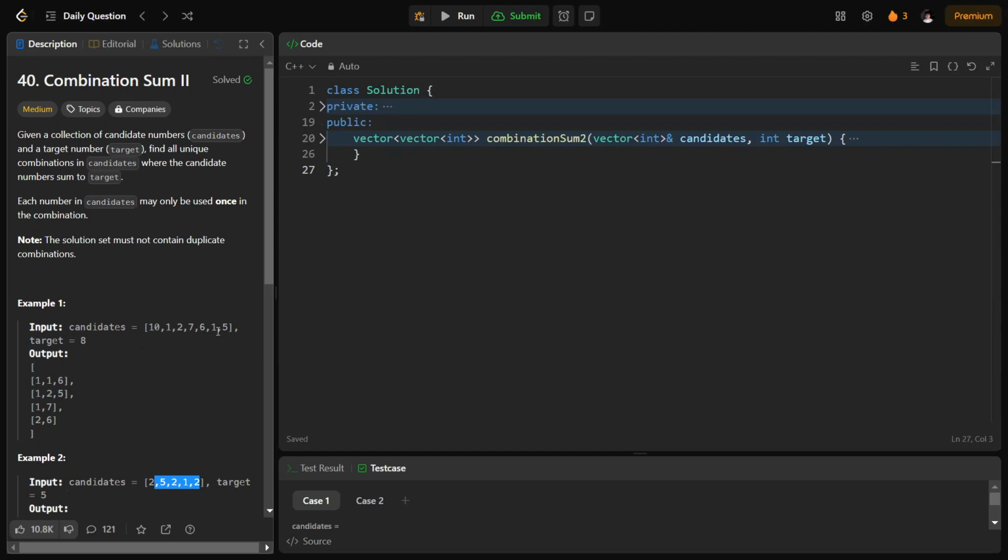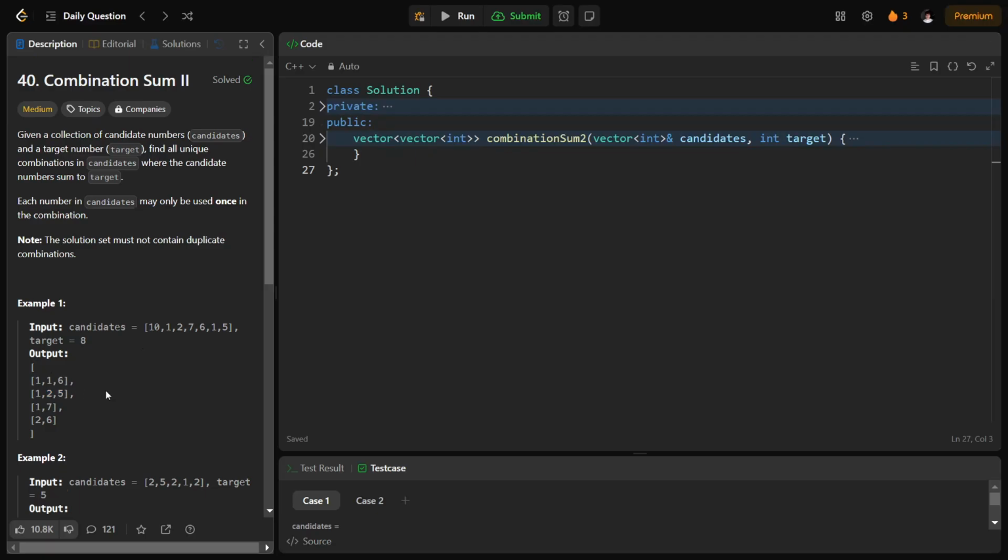So 10, 1, 2, 7, 6, 1, 5. We can have 1 plus 1 plus 6 is 8, 1 plus 2 plus 5 is again 8, 1 plus 7 is 8, 2 plus 6 is 8, and we need to return this list of numbers. Now since there are duplicate values present, if I try to find a combination starting with this 1, I can find 2 and 5, so I get this. But if I try with this other 1, I would again get 1, 2 and 5. So I would have repeated elements.